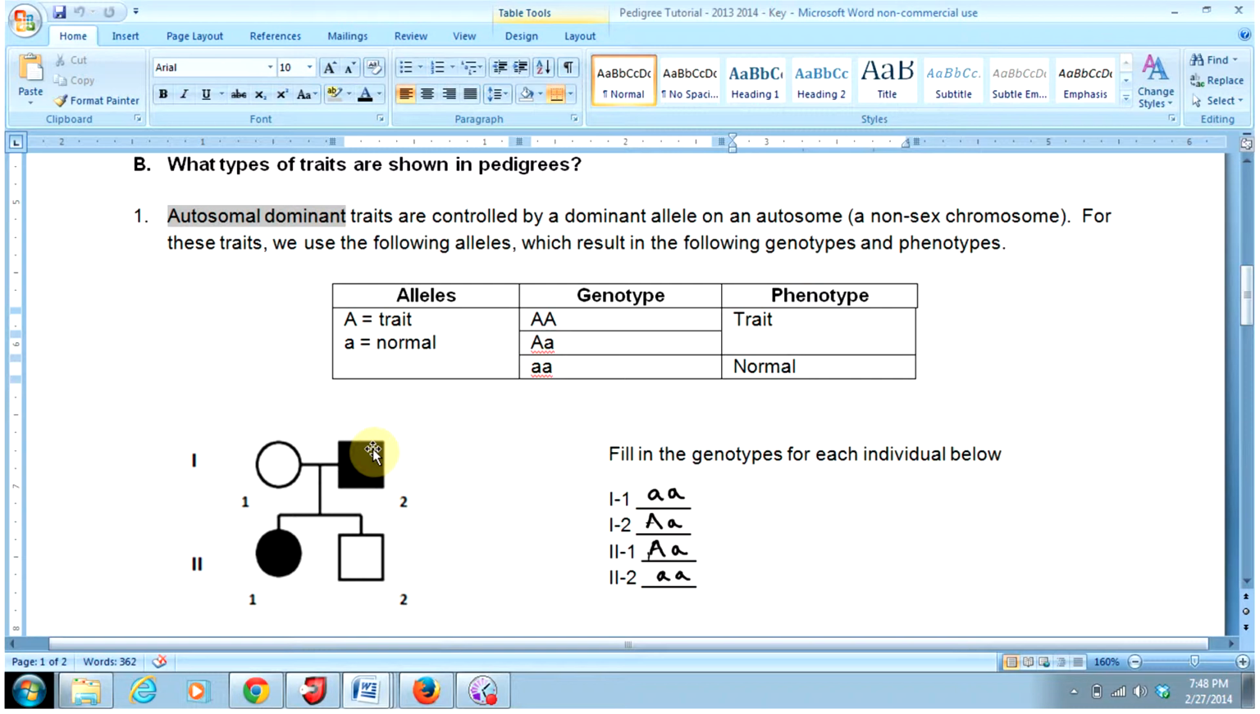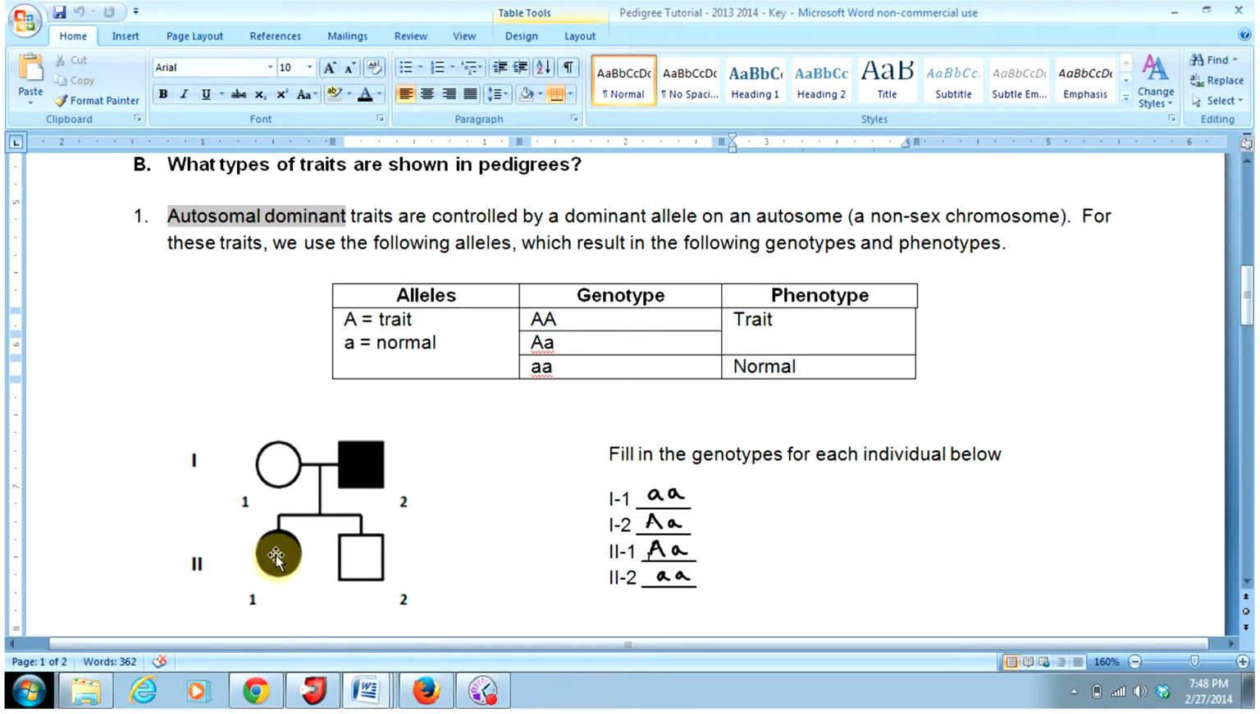Now, the father has to have either big A, big A, or big A, little a. But I can tell you for a fact that the father has genotype big A, little a, because he had to give a little a to his son, in addition to the mother giving a little a to the son, in order to give him the genotype little a, little a, and be normal. So we can say pretty certainly that the father has the genotype big A, little a.